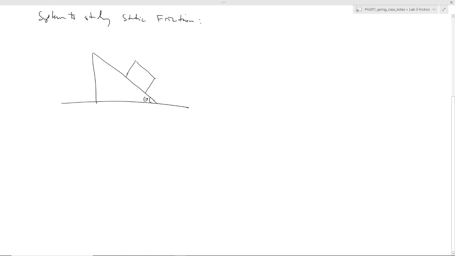So how does that system work? You have an object, a box or something, on a ramp, on an inclined plane. How do we approach this? Well, let's draw in our forces. We're going to have the force of gravity pointing down. We're going to have the normal force perpendicular to the surface.